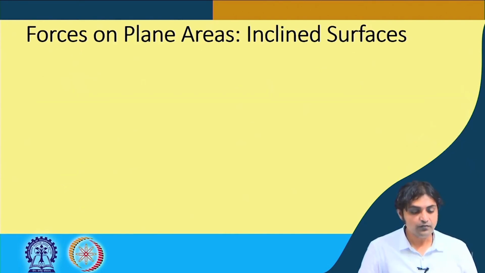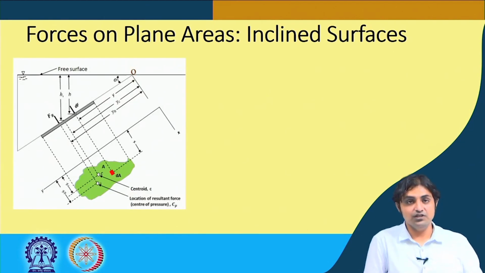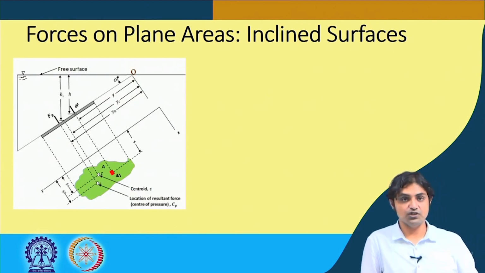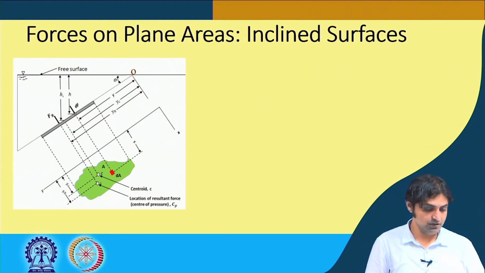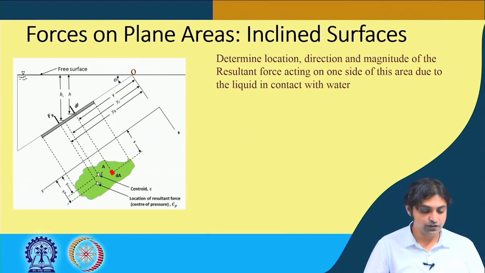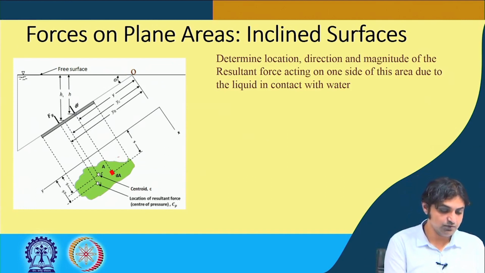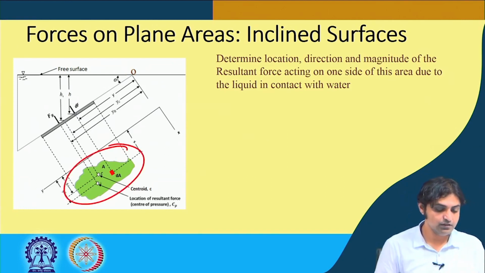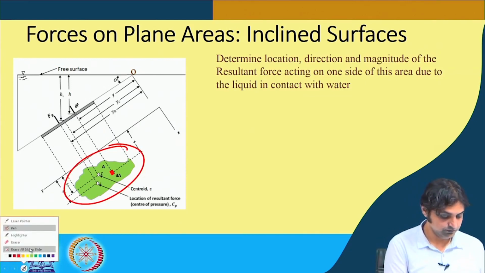So, forces on plane areas. This derivation has been taken from Munson, Young and Okiishi, but I will explain one by one what those things are. The biggest question is, we have to determine the location, direction and magnitude of the resultant force acting on one side of this area due to the liquid in contact with it.